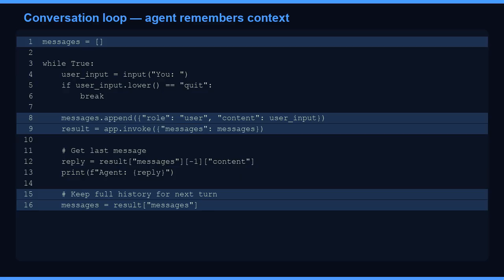Notice we're using the same graph as before, just one LLM node. The power of LangGraph is that adding memory doesn't change the graph structure. You just pass the accumulated messages state.